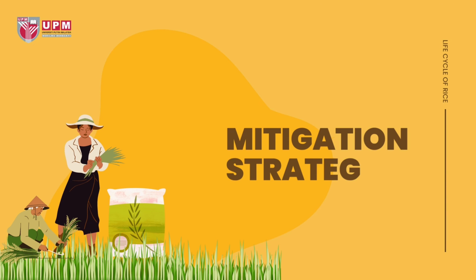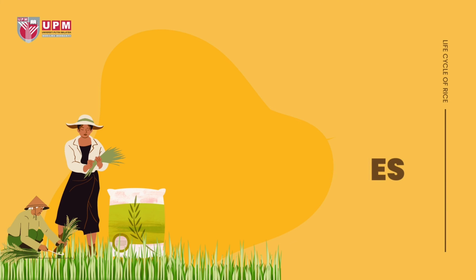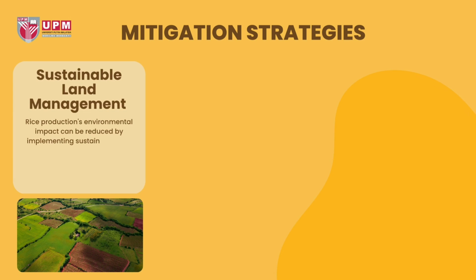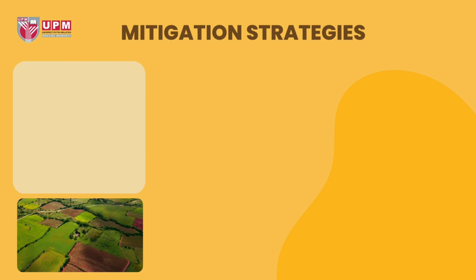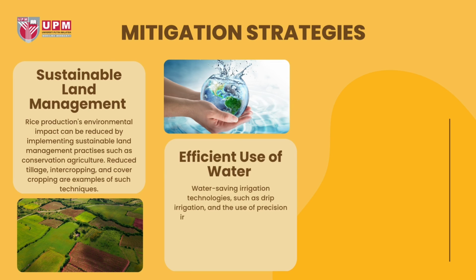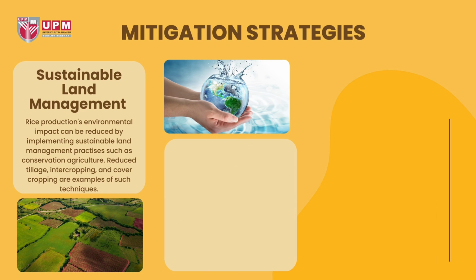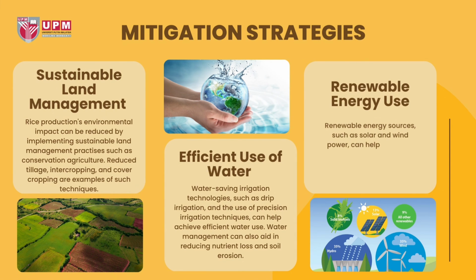Mitigation strategies. Implementing sustainable land management can reduce the rice production impact. Water-saving irrigation can help to achieve efficient water use. Lastly, renewable energy use can help to reduce the gas emissions of rice production.